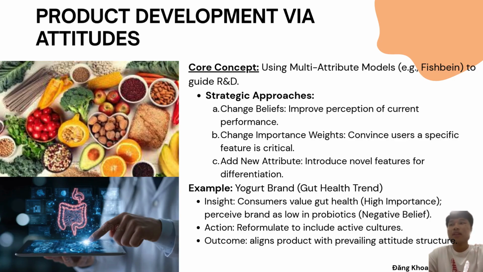Take the yogurt industry as an example. When brands realized consumers highly valued gut health, they didn't just change their ads, they changed their products by adding active probiotic cultures. This alignment between product attributes and consumer attitudes is the cornerstone of successful long-term innovation.